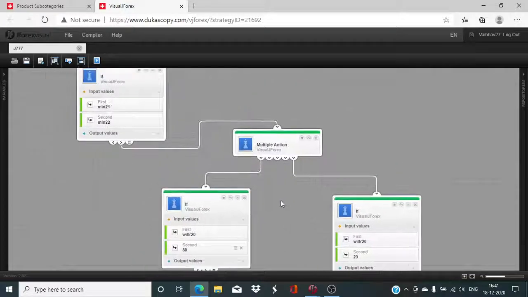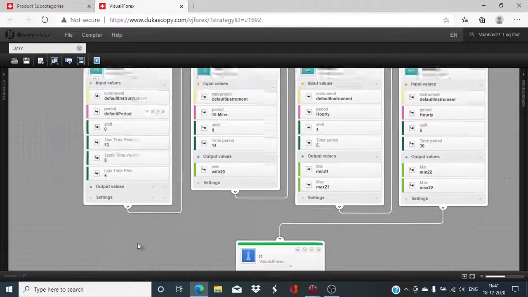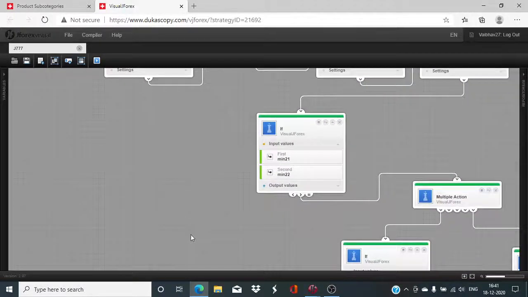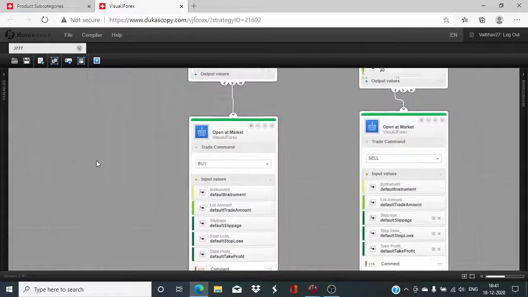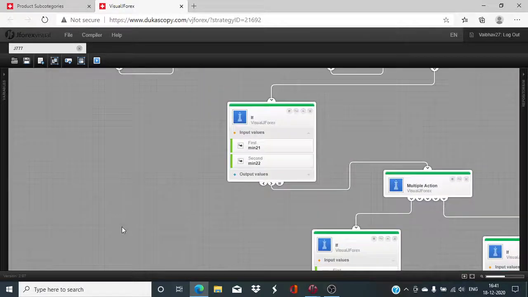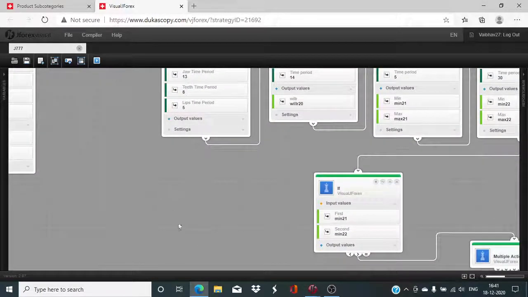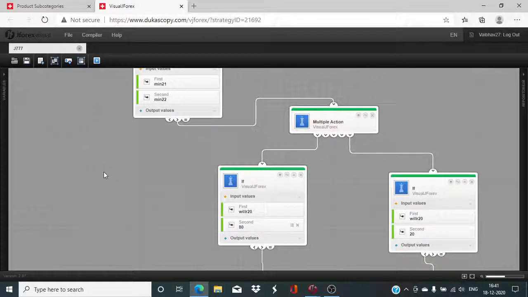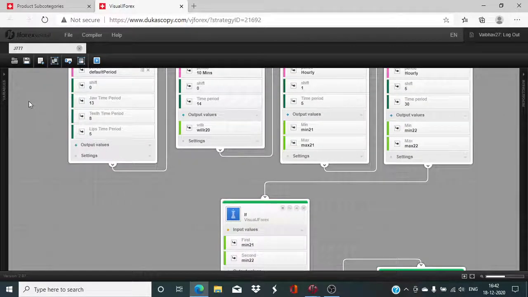So the whole idea is that you can work with multiple logics in various ways. You can do your permutation combination, and to do that, the multiple action block comes handy. You can work with different components at the same time in the same algorithm. So that's how useful this block is, and it will make your algorithmic structure very efficient, and you can build a profitable algorithm using this block.